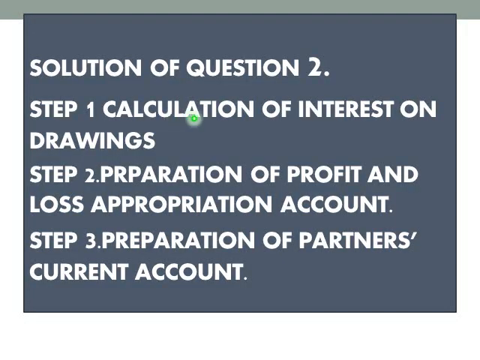So we'll be doing the solution of this particular problem in 3 steps. Step 1, first of all, we'll calculate interest on drawing. In step 2, we'll be preparing profit and loss appropriation account, and the last step is the preparation of partner's current account.